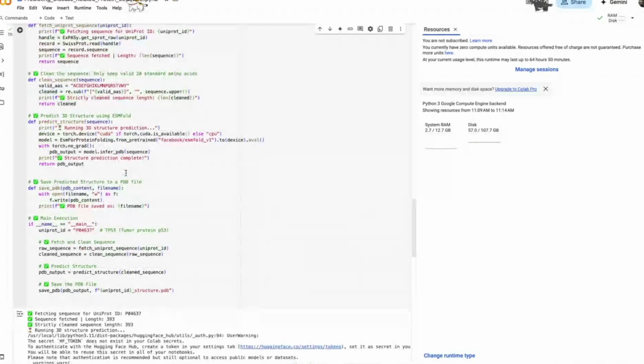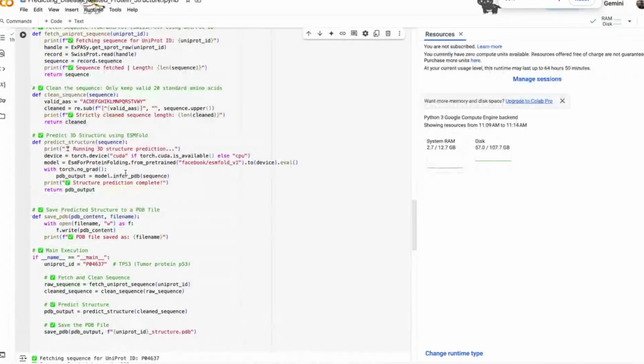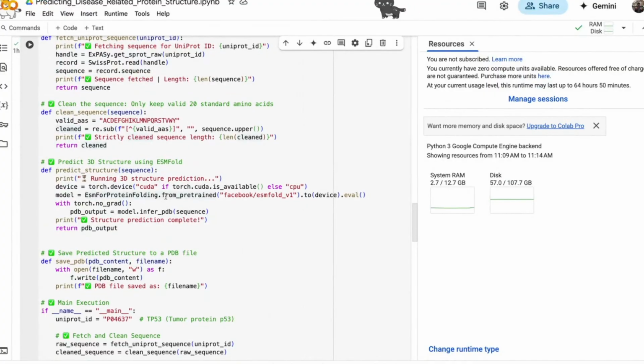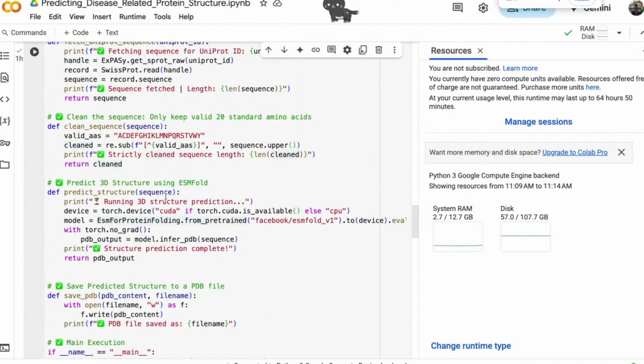Can you increase the font a little bit? Sure, sure. How about this? Is this legible? A bit more? Okay. Yeah, this is good.